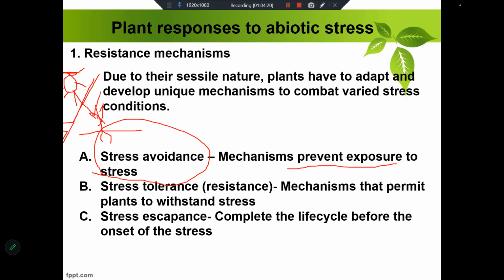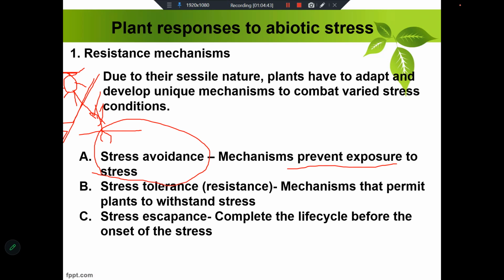And then the seedlings can remain dormant in the winter because the temperature is not good. And then during the spring, they grow well and they produce flowers and they set seeds. And then the whole plant will die, but seeds will be dispersed.